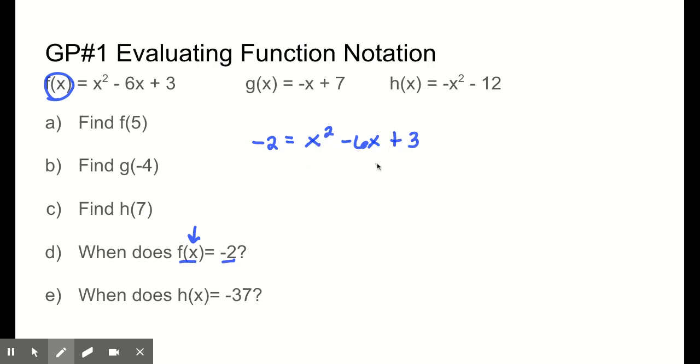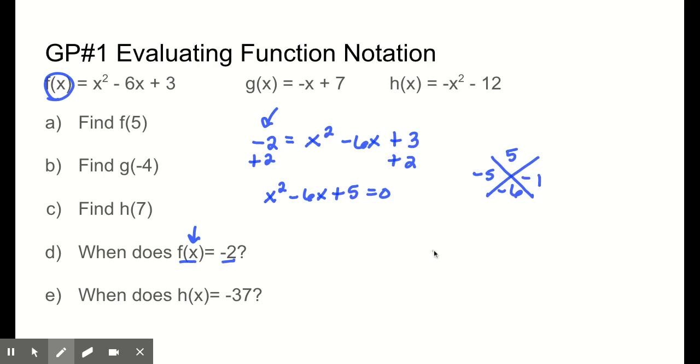So here we apply what we learned in the last unit with solving quadratics to solve for those x values when our output value, our f of x or our y value, is equal to negative 2. So we're going to add that 2 to both sides. That gives us x squared minus 6x plus 5 is equal to 0. And from here, we need to solve. So we can either factor or use the quadratic formula. So I'm going to check to see if this is factorable. Factors of 5 that add up to 6, that's going to be negative 5 and negative 1.